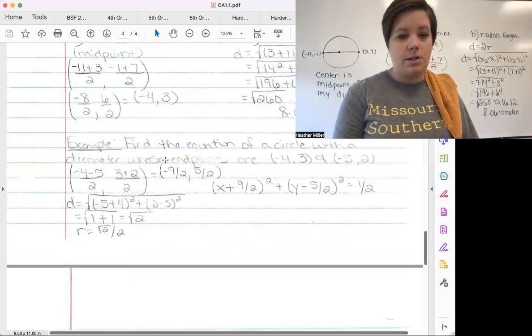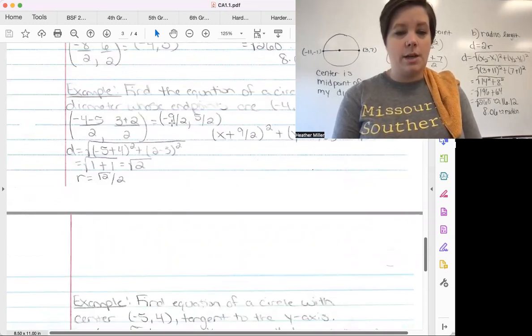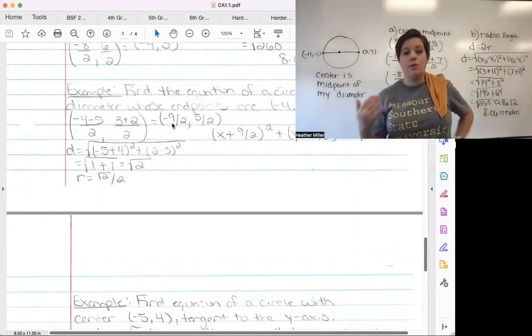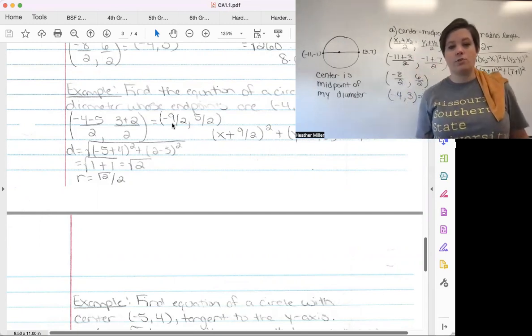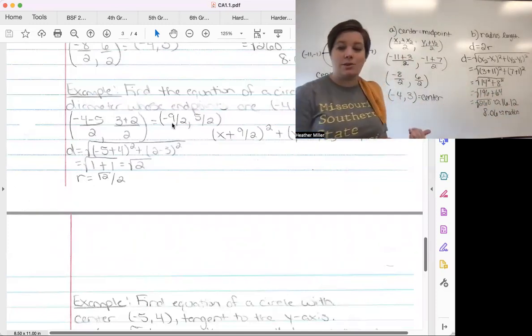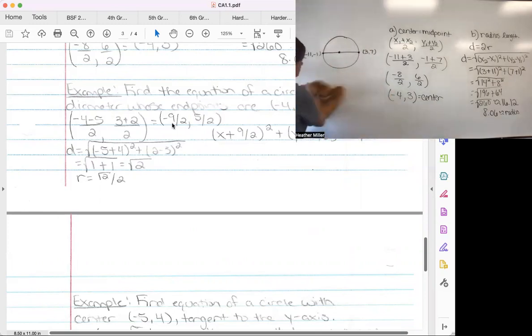The next example that we're going to do is we need to find the equation of a circle with the diameter whose endpoints are -4, 3 and -5, 2. So in this case, we need to get the equation of a circle. We're still going to have to find a lot of this stuff, but that's not exactly what they're asking for. What they want, let me erase this part right here, is x minus h squared plus y minus k squared equals r squared. They're asking for the equation of a circle, and that is what they want.